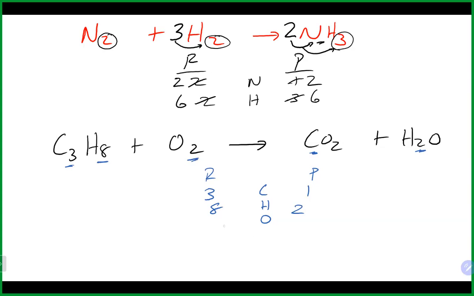Left-hand side, we have 2 oxygens. Right-hand side, how many oxygens do we have? You have 3: 2 there, and 1 there is 3.